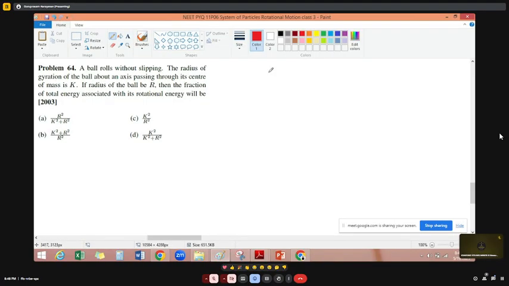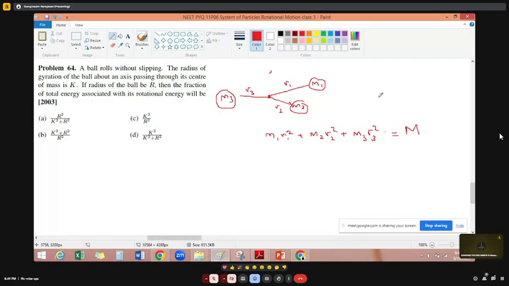Radius of gyration means if you have some different masses, M1, M2, M3, at distances R1, R2, R3, then the moment of inertia of this system will be M1 R1 squared plus M2 R2 squared plus M3 R3 squared. But suppose I want to find an average point, one single point where I can put the entire mass, that radius is what is called radius of gyration.